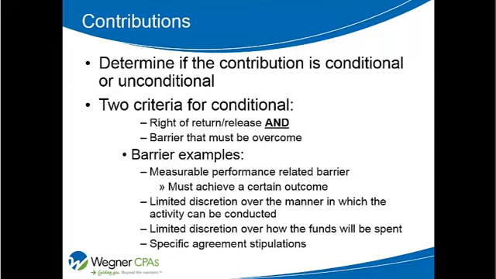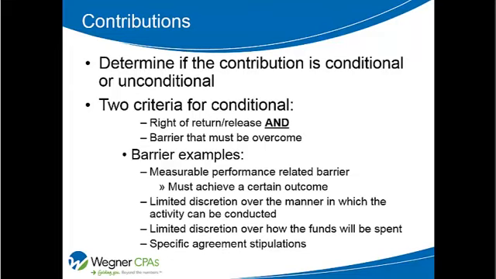The next one is the limited discretion in how the funds will be spent. So this could be an example where maybe someone gives you $25,000, but they say that with this money, you must hire 2 veterans, or this money must be used to purchase new office furniture, right? So they're not letting you choose how you want to spend the funds. So that would be the limited discretion over how the funds will be spent.